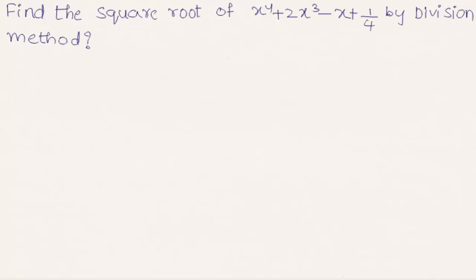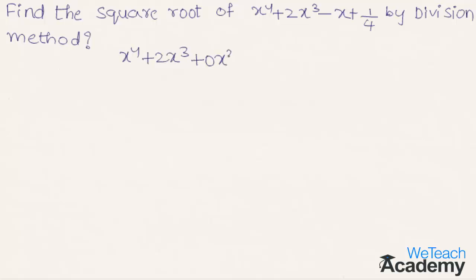Under the division method, find the square root of x power 4 plus 2x cube minus x plus 1 by 4 by division method. Now let us arrange this expression in descending order. We get x power 4 plus 2x cube plus, as we don't have an x square term, let us write plus 0x square minus x plus 1 by 4.